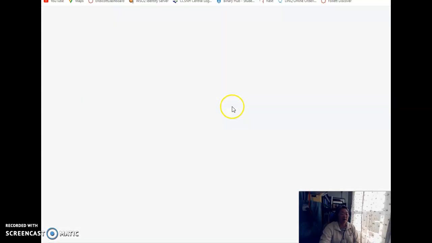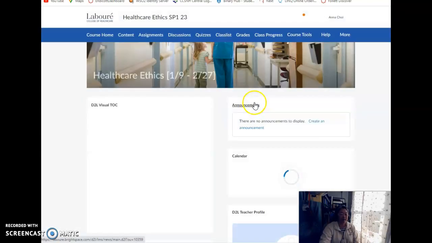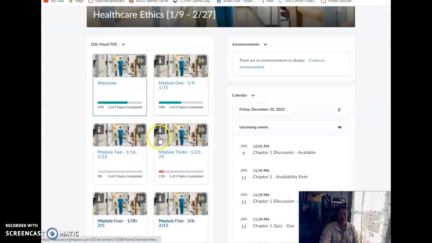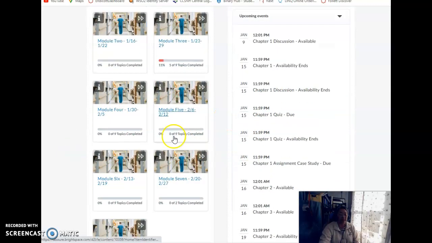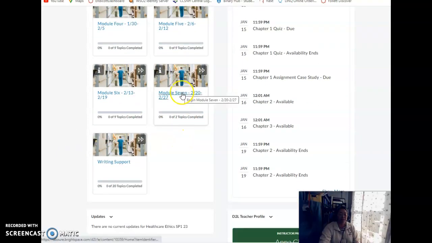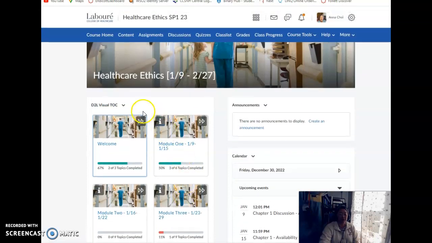Let me go back home. So basically everything is laid out week to week. Everything you need is in here. Here's a reminder of the deadlines. And then, of course, in Module 7, there's going to be just a final test.